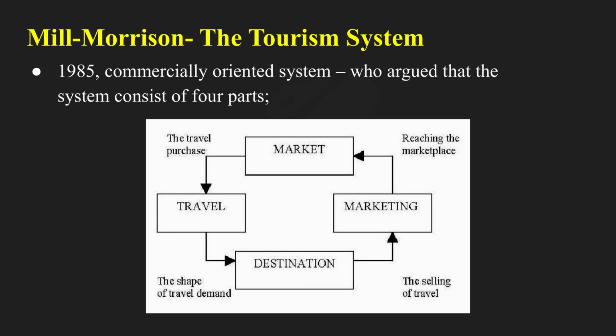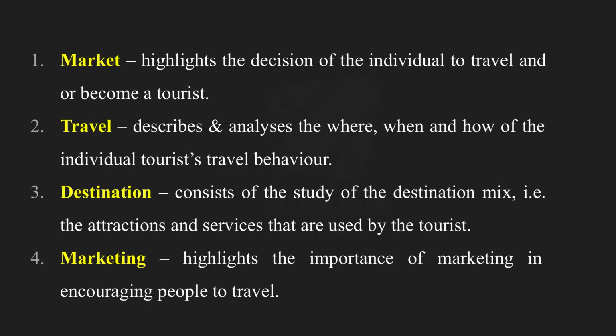Mill-Morrison's tourism system. Developed in 1985, a commercially oriented system, it consists of 4 parts. In this model, they observed that the development of a marketing plan, the selection of an appropriate marketing mix, and the choice of a distribution channel will bring success or failure for the destination's attempt to encourage tourists to travel. The 4 parts are: market, which highlights the decision of the individual to travel and or become a tourist.